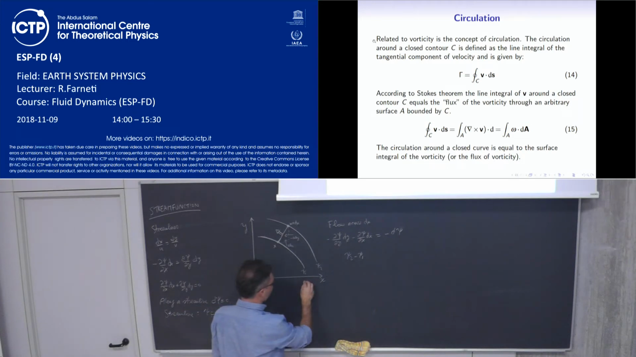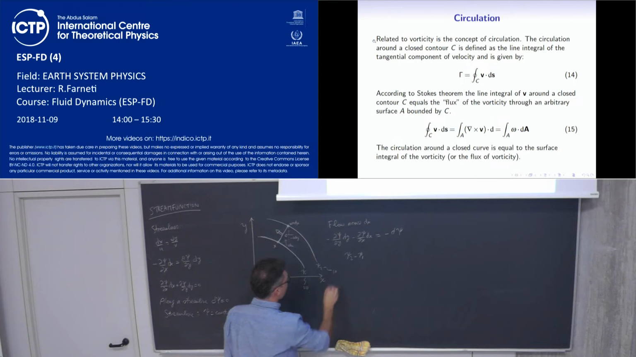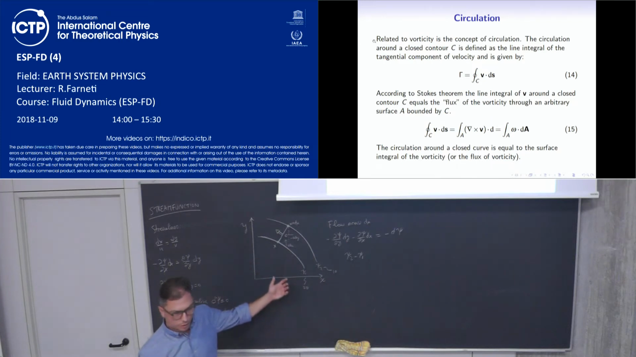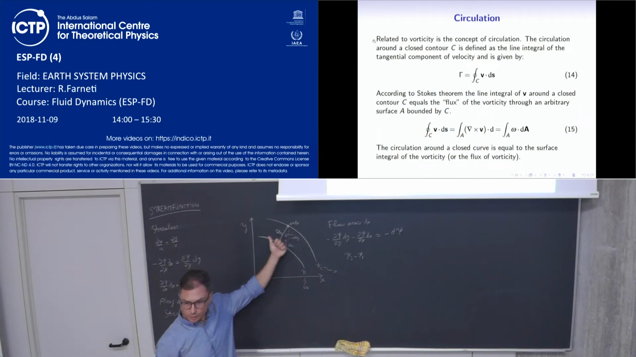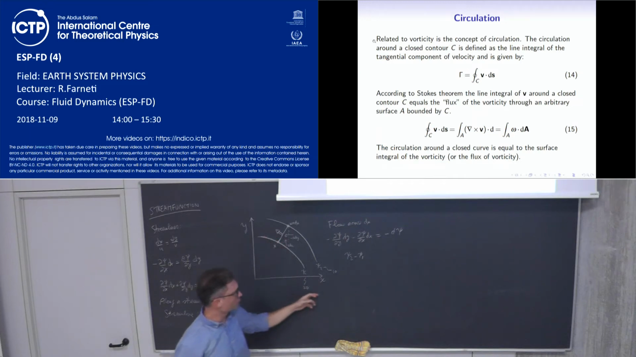This could be equal to any value, okay, 20, whatever. This could be equal to 10. How can you measure the flux in between these two stream functions? It's just the difference between the value of these two stream functions. Okay.